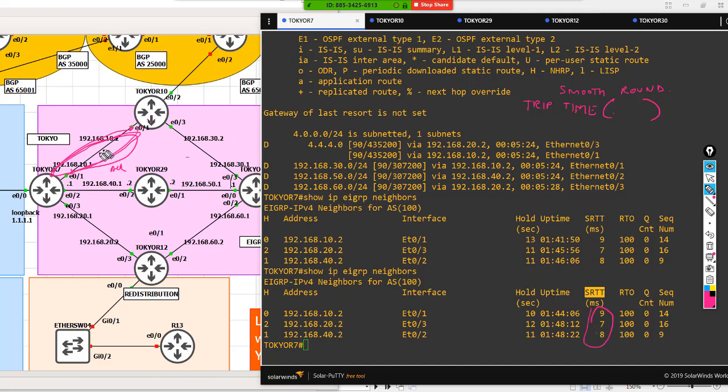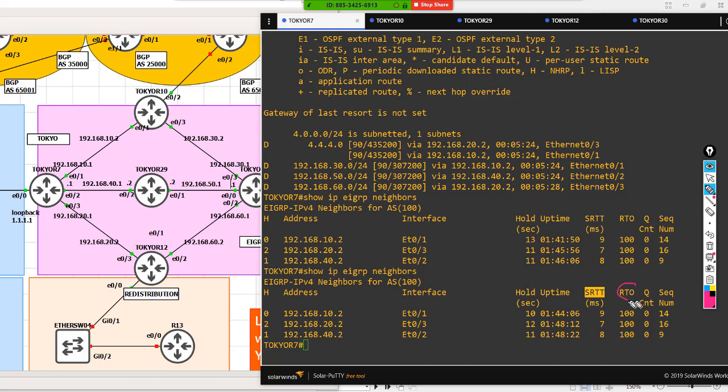It says it took 9 milliseconds for this smooth round trip between R1 and R10, or R1 and R29, R1 and R12 accordingly. So you can see for every neighbor there is some SRTT value. That's nothing but a circular up and down communication: you're sending packets to the EIGRP neighbor and receiving back some acknowledgement.